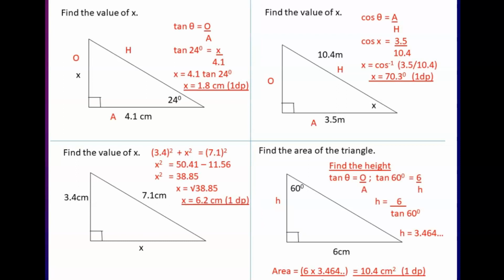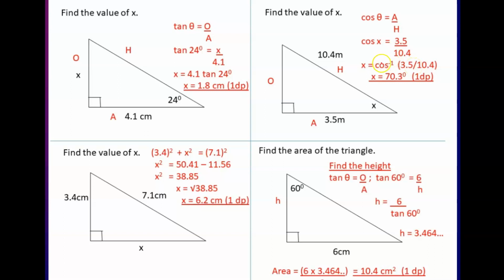So the first one, we needed to use tan: opposite over adjacent. We know the adjacent is 4.1, so we need to do 4.1 times tan of 24 to get our value of the opposite. This one, we're trying to find the angle, but we've got the adjacent and the hypotenuse, so we need to use cosine. So it's 3.5 divided by 10.4, but then you need to do the inverse of cosine, so it works back to the angle. So you end up with 70.3 degrees.